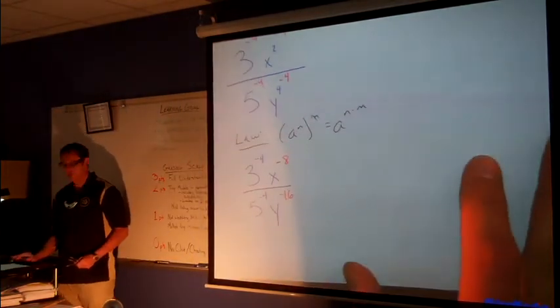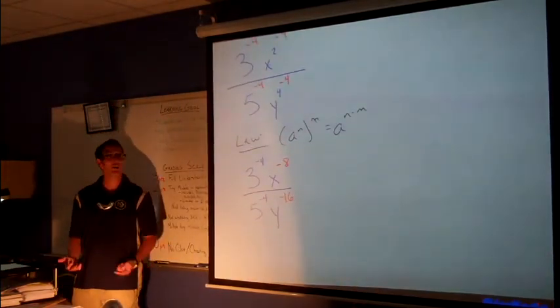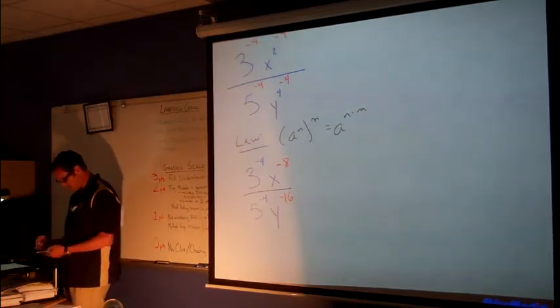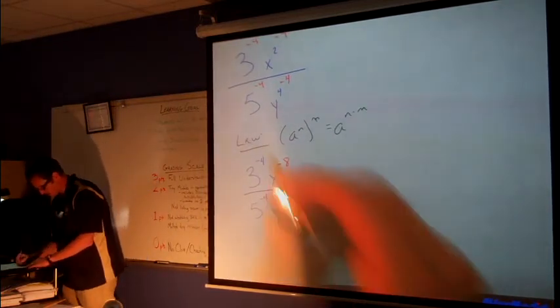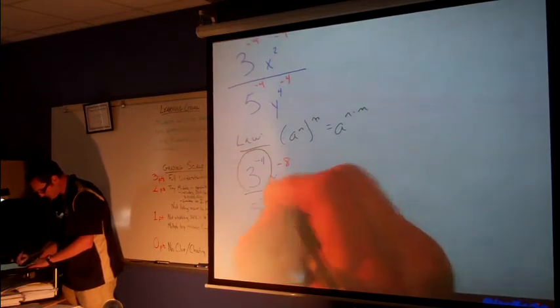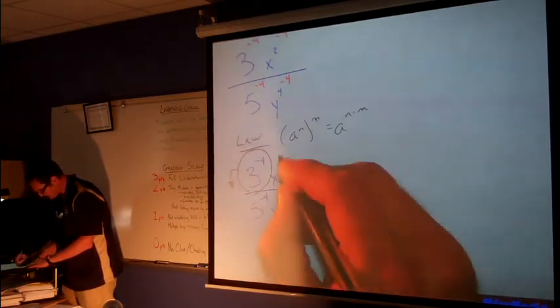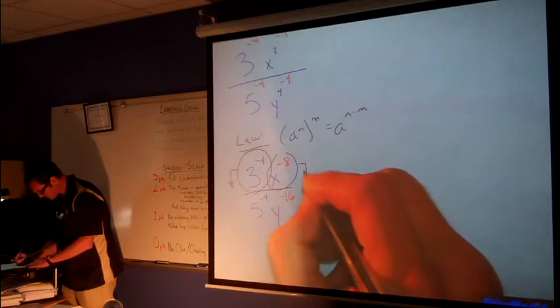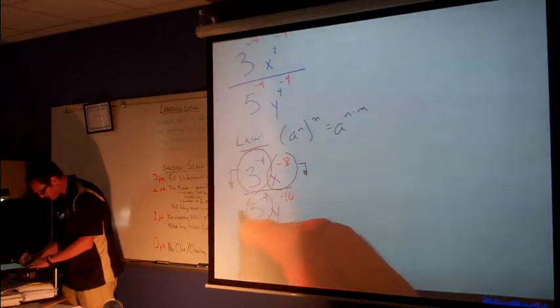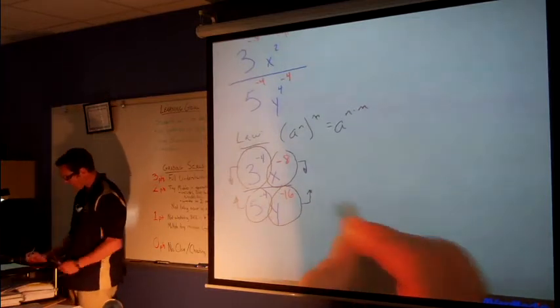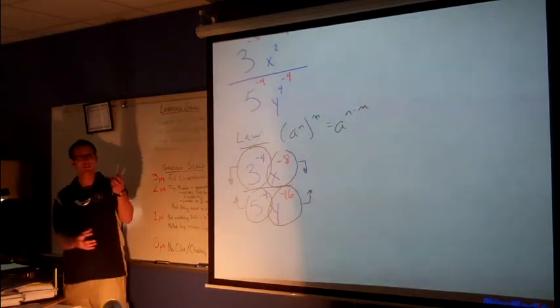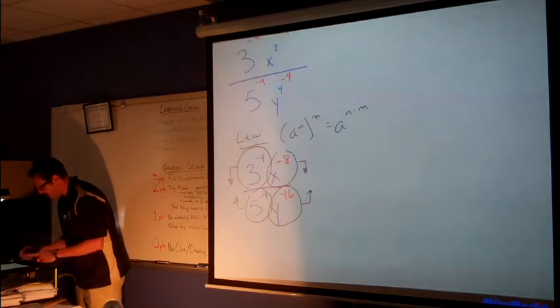I'm almost done, because now what I have to do is use the law of negative exponents. My law of negative exponents says that this is going to move to the bottom, this is going to move to the bottom, this is going to move to the top, and this is going to move to the top. So I'm basically doing the old switcheroo again.